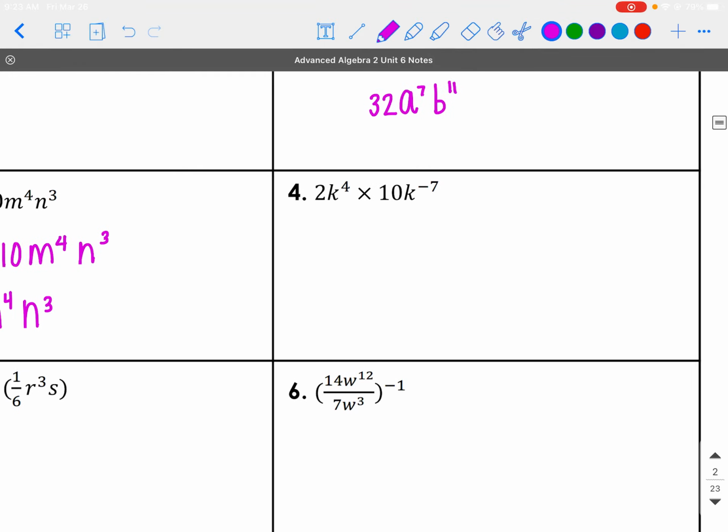Number 4, this would be 20k to, when I multiply variables, we add the exponents. So that would be negative 3 power. And if you remember what I told you about negative exponents, it brings the variable, the 20 doesn't move, just the variable, to the bottom of the fraction. So that would be 20 over k cubed. The only thing that moves is the variable with the exponent.